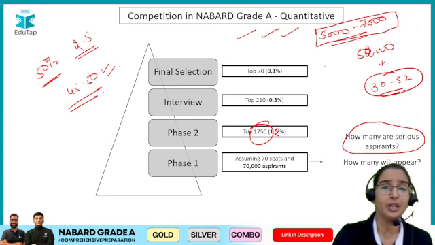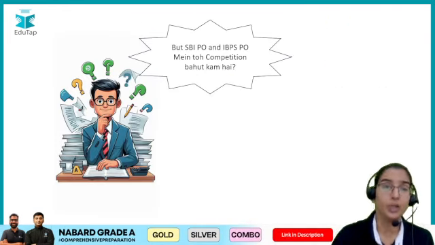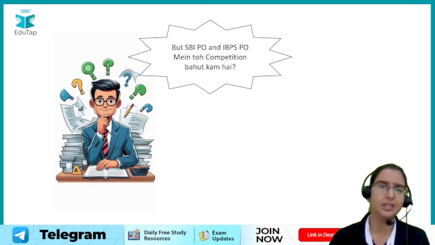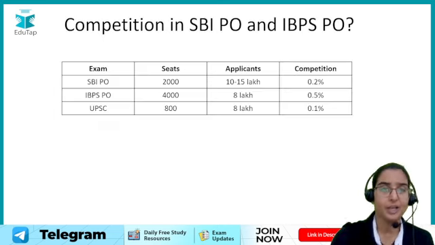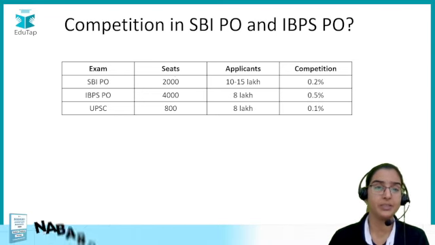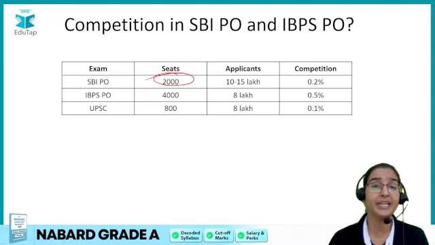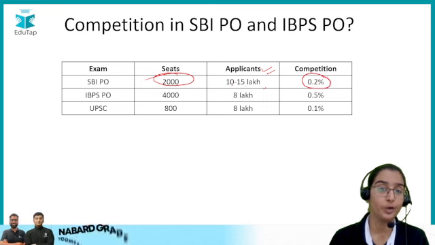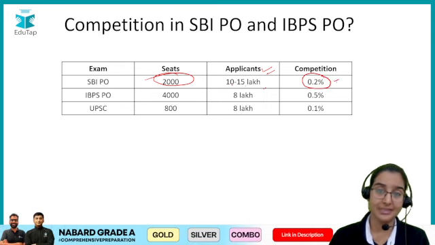Now students, there might be another question in your mind that ma'am, SBI PO or IBPS PO seem easy to us as far as the competition is concerned, because there the competition seems much lower. So here let us talk in numbers. In SBI PO the seats are around 2,000 and the number of applicants are 10 to 15 lakh. So the selection ratio is 0.2%. Yes, I know it is a little bit higher as compared to the NABARD exam.